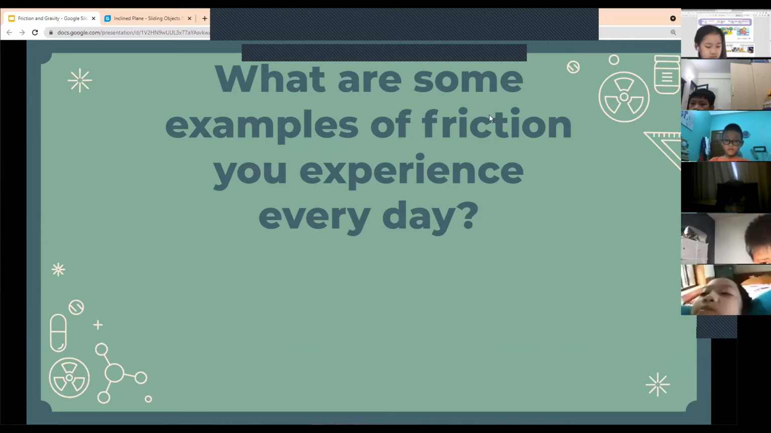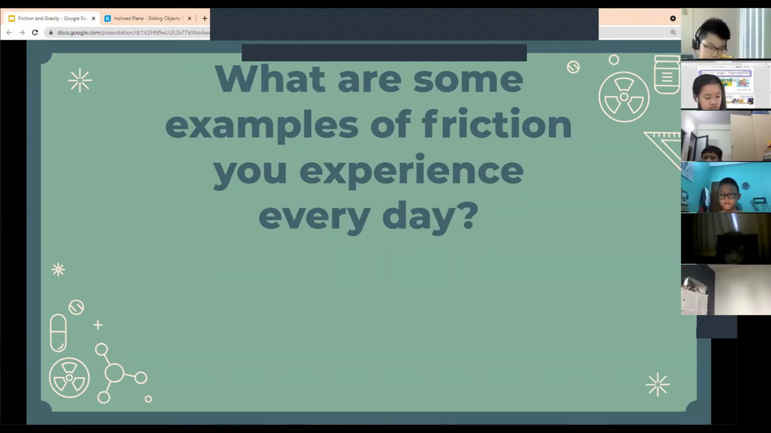You guys have already given me some examples for homework. Emma, what's an example of an experience where you experience friction? It's okay if you don't. This is something new. What are some examples of friction you experience every day? So what's something that you do that involves friction or motion?